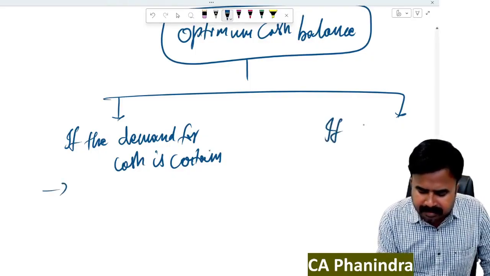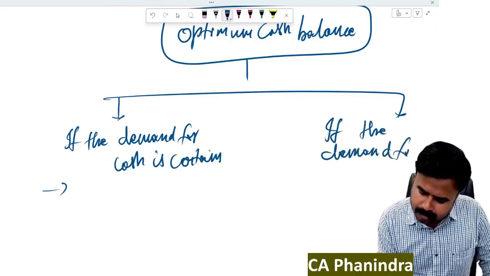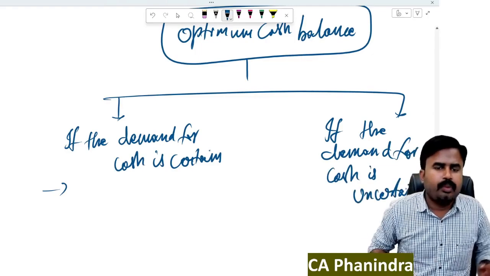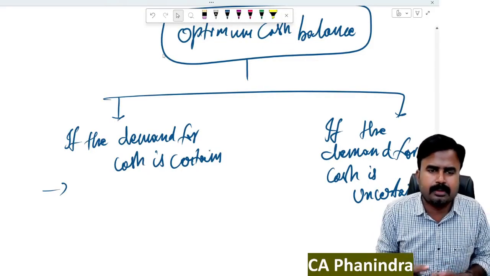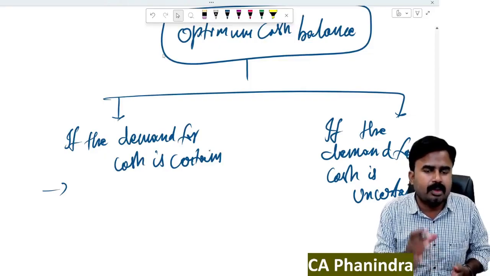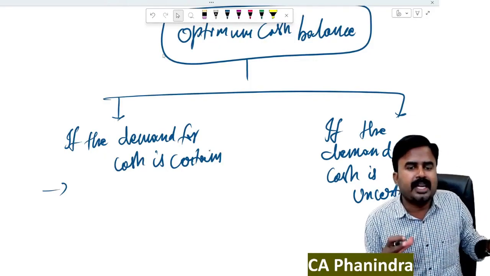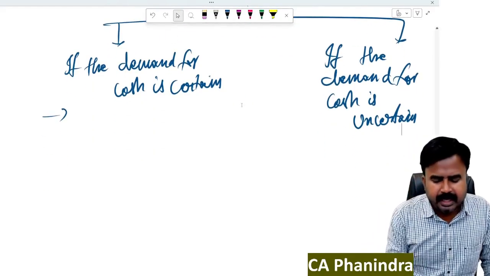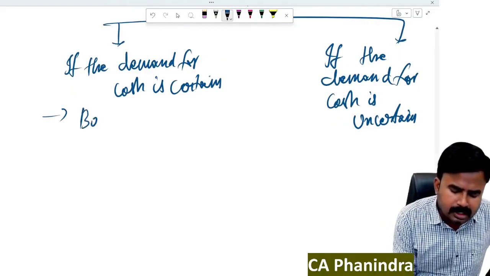And the second one is if the demand for cash is uncertain or random. Uneven outflows. I'm not sure where I'm going to incur huge expenditure and where I'm going to incur the least expenditure. The point of time is not certain. So when the outflows are unevenly flowing out of the organization, that's the case of uncertain demand for cash. If the demand for cash is certain, then I'll use a model called Baumol's model.